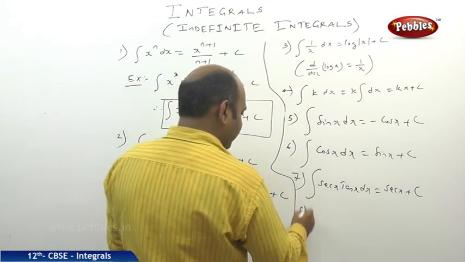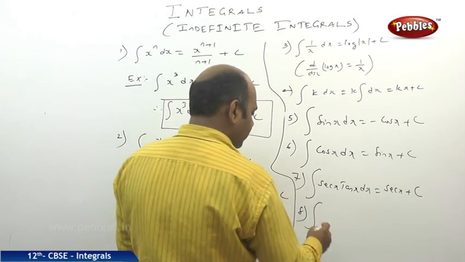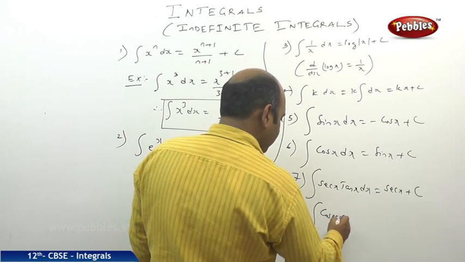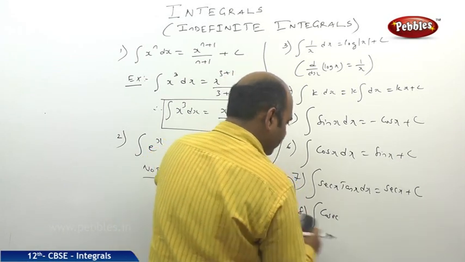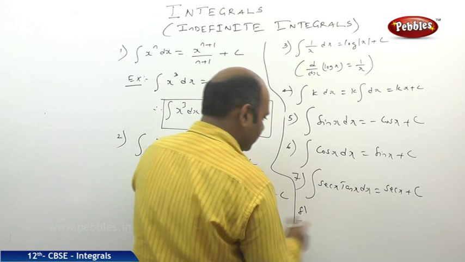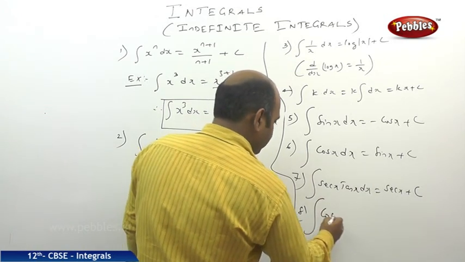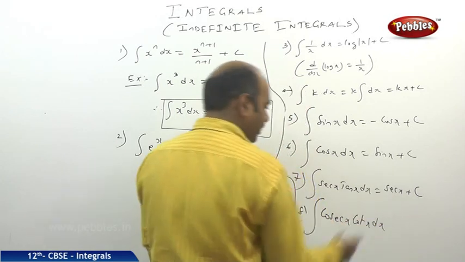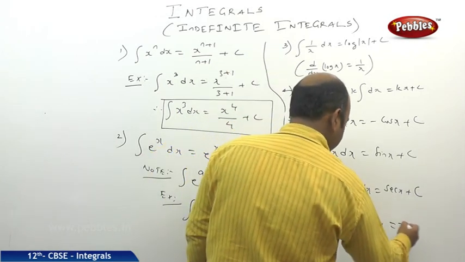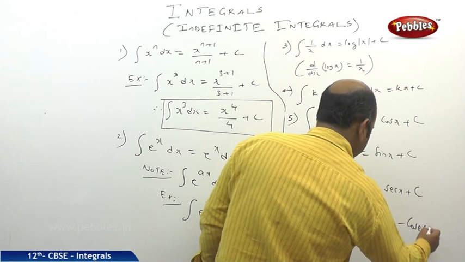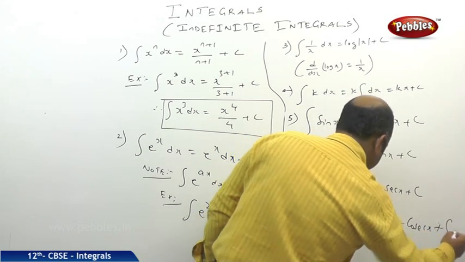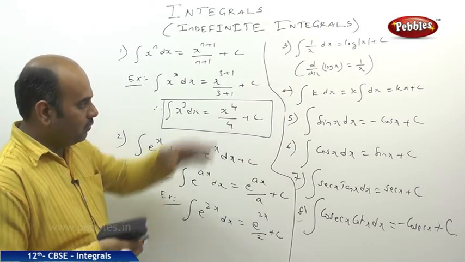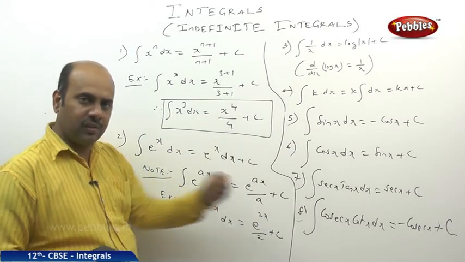And later again, integral of cosecant x cot x dx means we should always write minus cosecant x plus c. Now if you observe carefully, we need to remember all these 8 formulas.